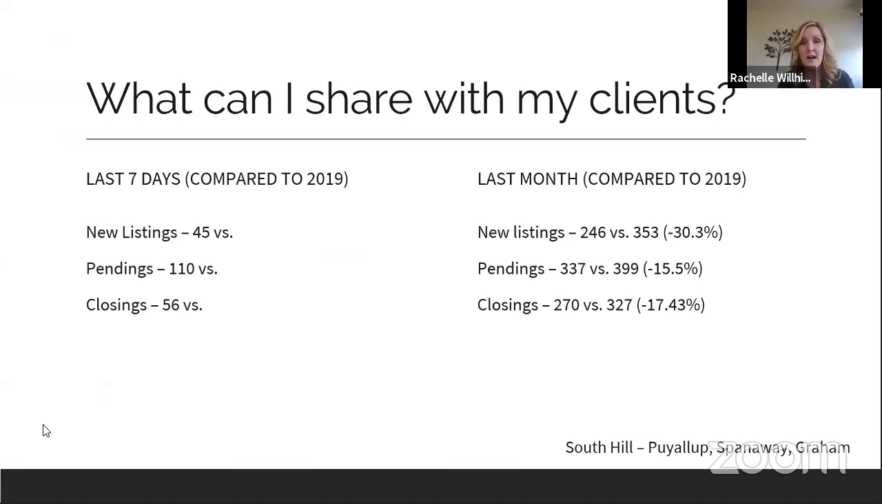You can give this to your title companies too. They are wanting to know this information because it's coming directly from the Northwest MLS, which you guys pay a lot of money for. So you've got new listings at 30.3. It's off of last year by approximately, the closings about 17%, but the new listings are off about 30%. So we're still going to have a lack of inventory.